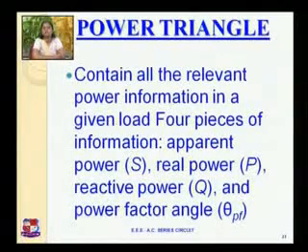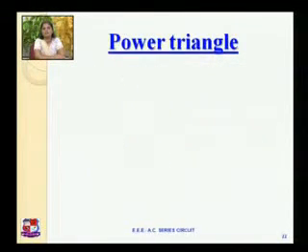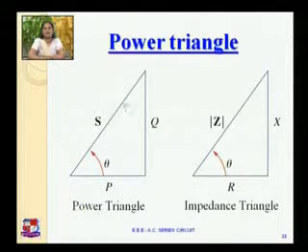So when you draw the power triangle, you have to specify complex power, or you can say apparent power, real power, reactive power, and power factor. So this power triangle will show all the four parameters. If any two are given to you, the other two can be determined from the triangle using trigonometry as shown in figure. So this is the power triangle. Now this line will indicate the real power P. This is your reactive power Q, and this is your apparent power.